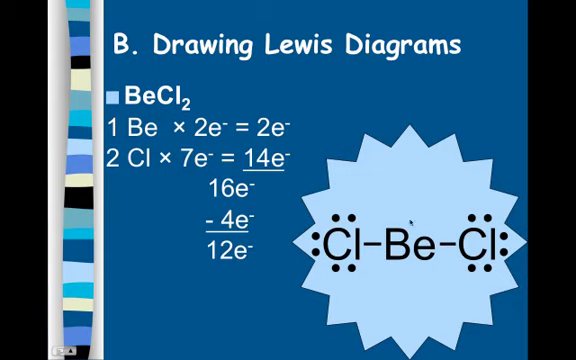Remember, beryllium is an exception. Everything is happy here. The chlorines have 1, 2, 3, 4, 5, 6. Remember, the bonds count as 2, 7, 8. 8 valence electrons. We have octets on either chlorine, and the beryllium is happy.